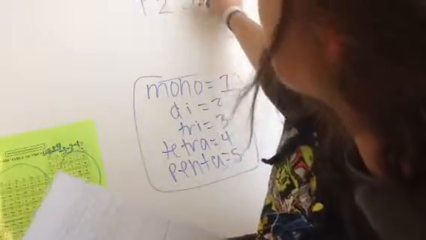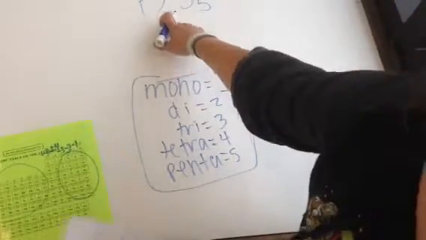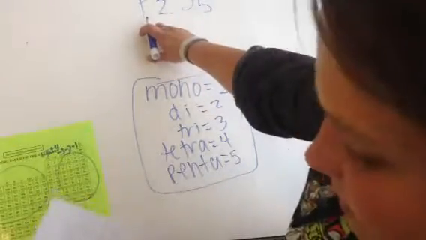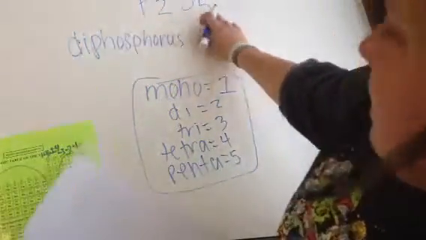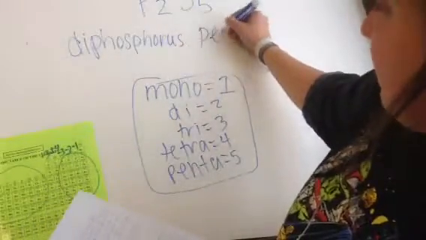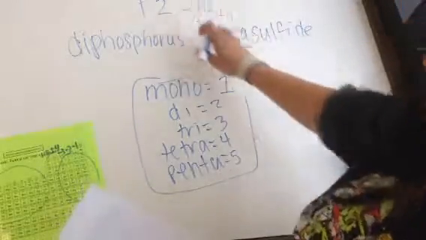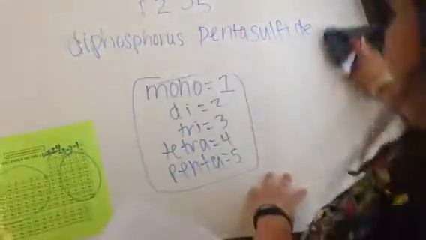To do another example, if you're given P2S5, you're going to need to just translate the subscripts into prefixes. So the P stands for phosphorus, so this is going to be diphosphorus, and then the 5, if you look down here, is penta. So diphosphorus pentasulfide, because the S is sulfur, and again you drop the ending and add "ide", so diphosphorus pentasulfide.